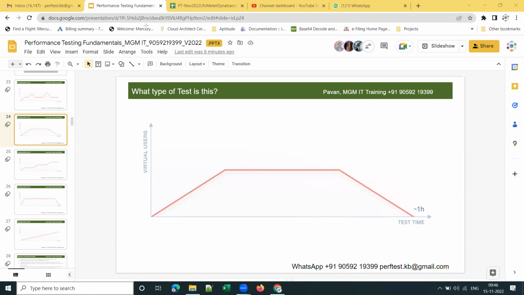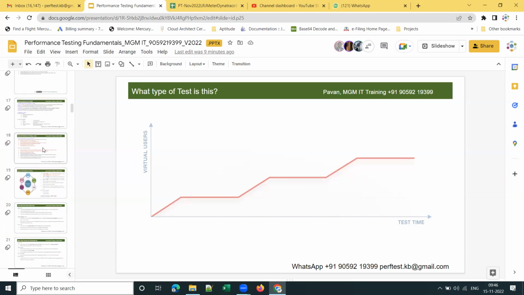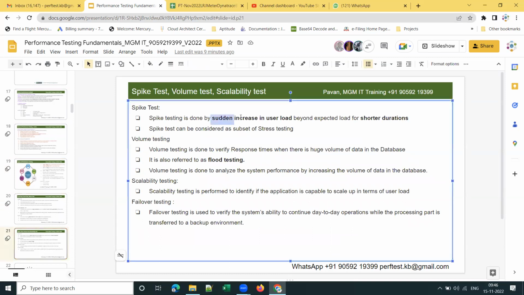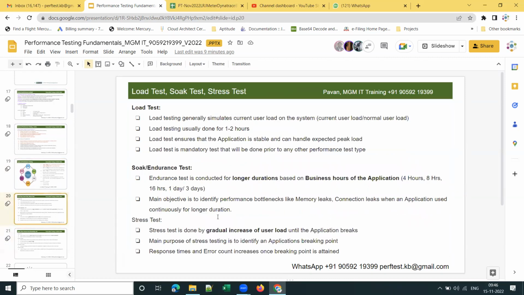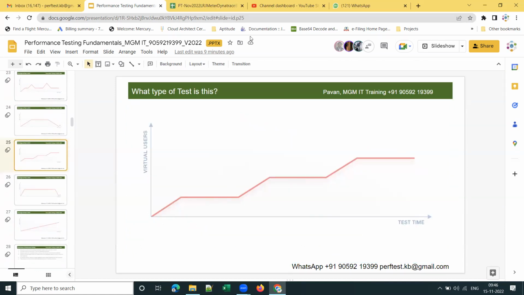And now what type of test is the next one? What type of test is this one? Endurance test? No. Stress testing. If you remember, stress testing is done by gradual increase in the user load. Just now we discussed. So stress testing is something which we do with gradual increase of user load until the application breaks. So here we are gradually, let me explain this graph.